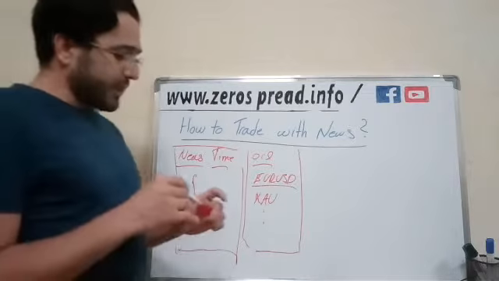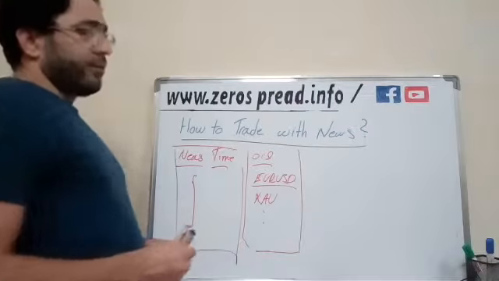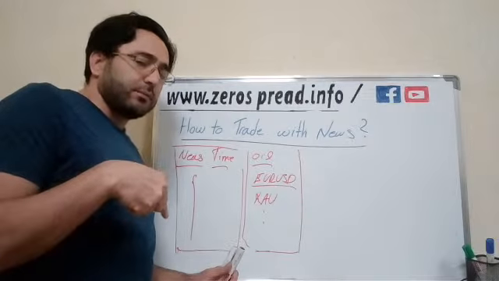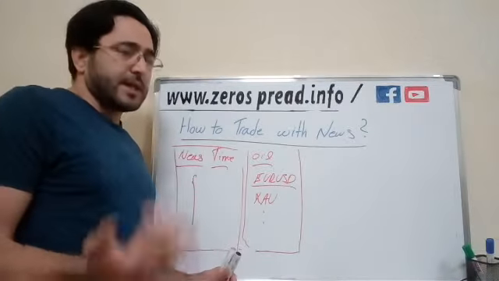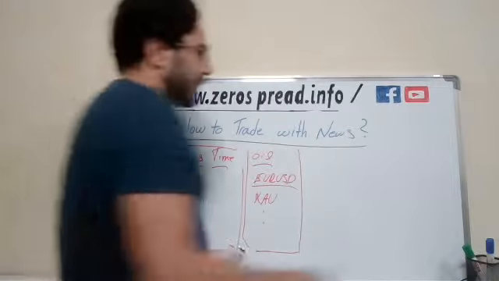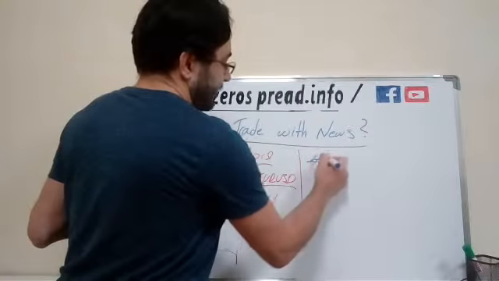So after finding them, there are two ways to trade with the news. The first way can give you more profits, but with more risk. The second way is less risk, less profit, more guarantee. The first way is number one.